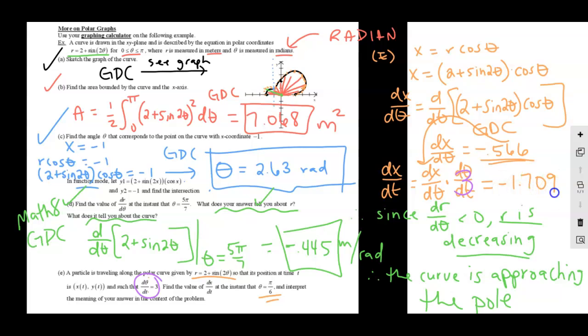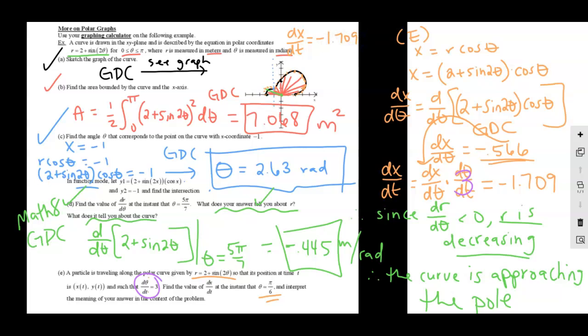All right, let's see. I don't really have a whole lot of empty space. I can probably get rid of that stuff. All right, this is all the work for E. Okay, so let's summarize it. We got dx/dt is negative 1.709.